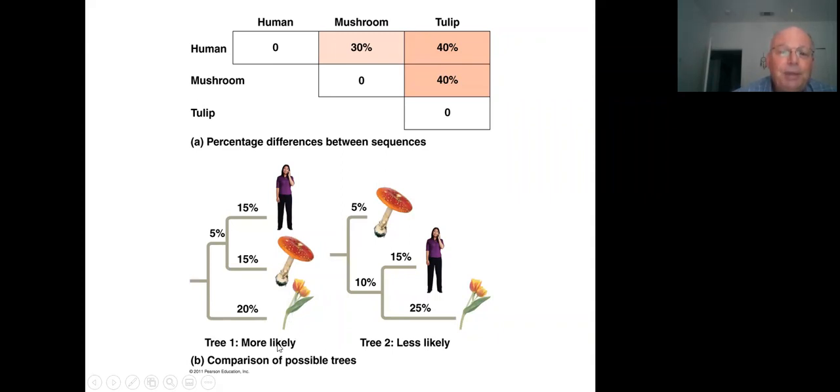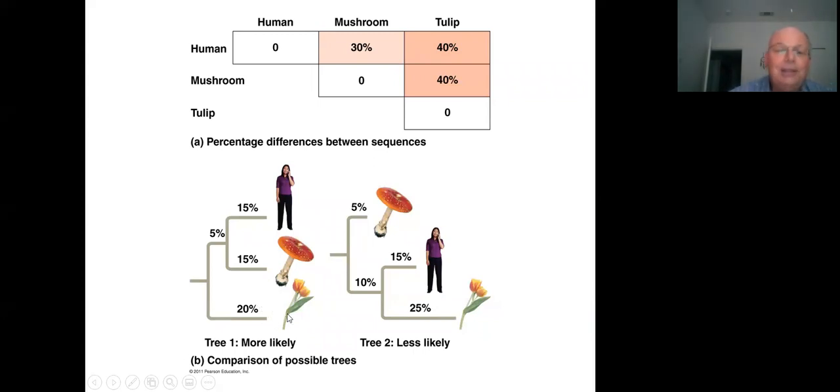Again, the difference between plants and animals is 40%. So 20% plus 5% plus 15%, that's 40%. The difference between plants and fungi is also 40%. So 20% plus 5% plus 15%. The difference between fungi and animals is 30%. So 15% plus 15%. This actually takes into account the differences. The changes, the horizontal bars, are smaller, meaning fewer changes, a simpler explanation. This is the more likely explanation. This is the more likely phylogenetic tree.